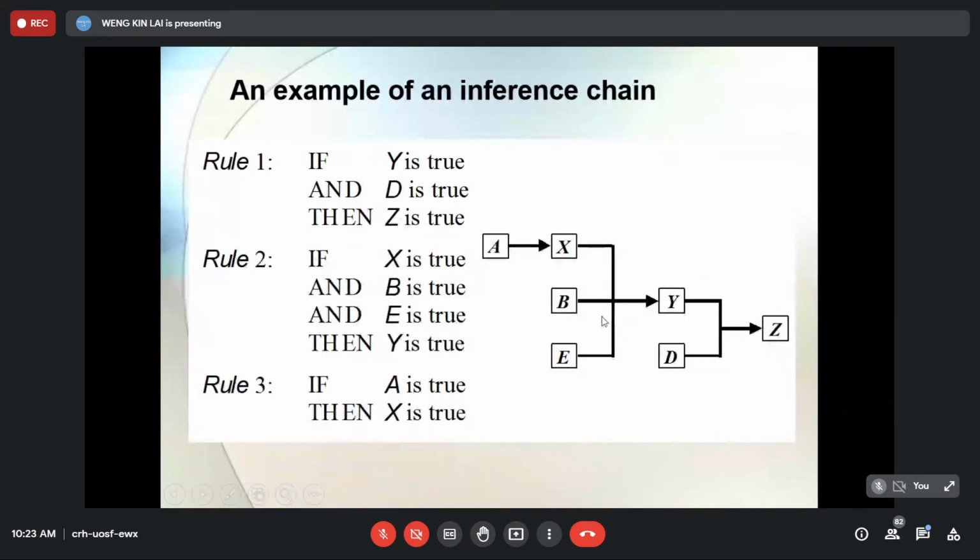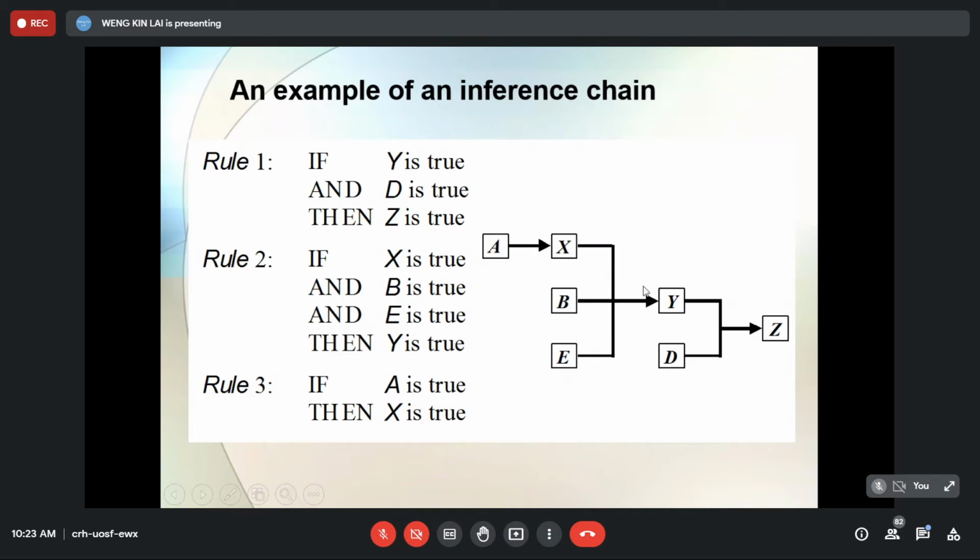So you can see here, this rule number 2 will affect Y. So Y is actually not from the sensor, it's actually a result of your rule number 2, which will only fire if X, B, and E are fired. Now finally, you can see here, if A is true, then X is true. So again, in this rule number 2, X is actually dependent on your rule number 3, which is A. So only if A is fired, then X will be fired.